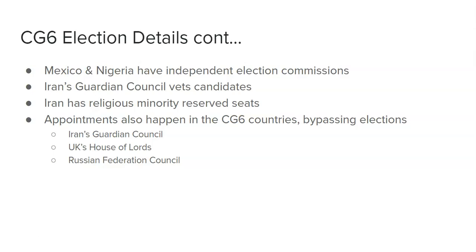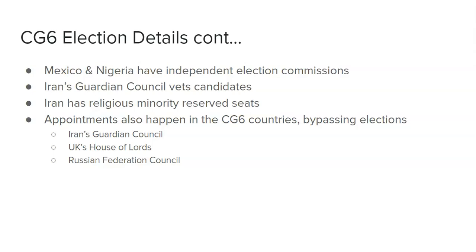But they both do have these agencies that are set up to regulate elections and make sure that there isn't voter fraud. For example, in Mexico in 2012, when Nieto was elected, there was a lot of discussion about voter fraud.